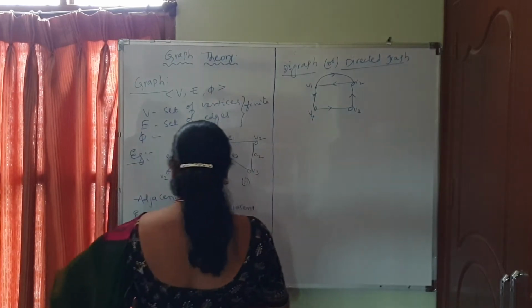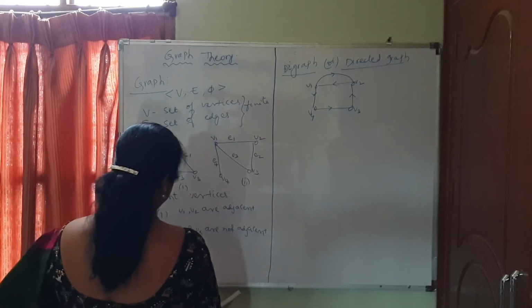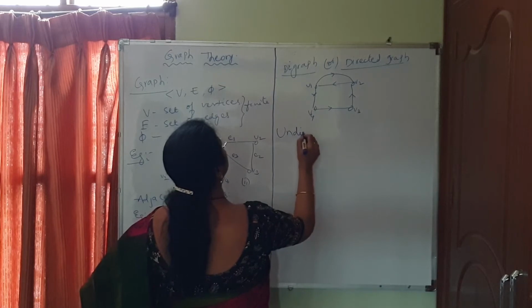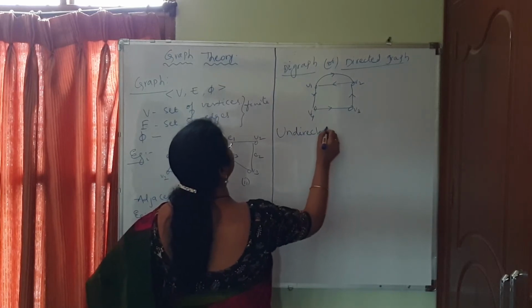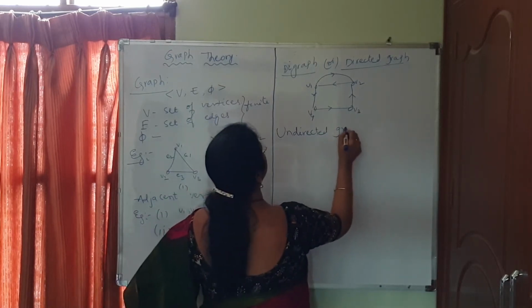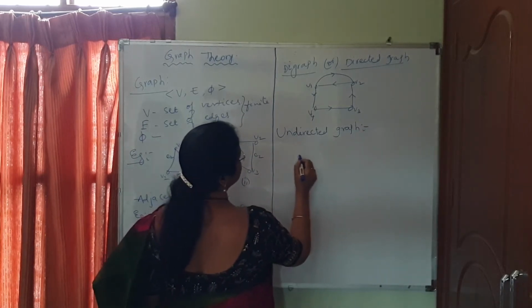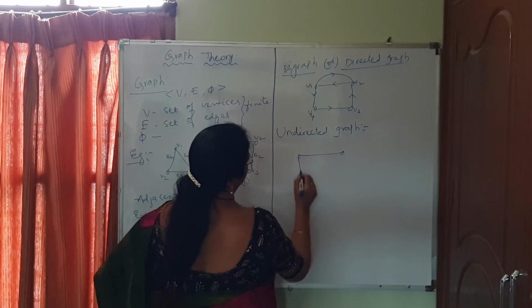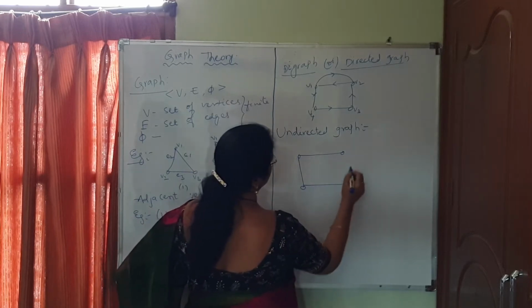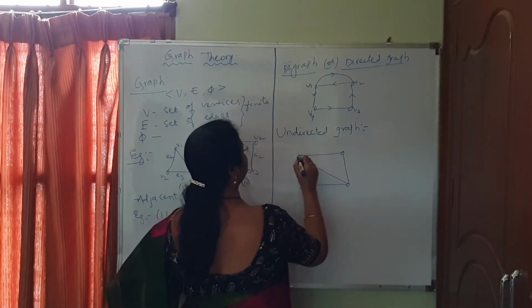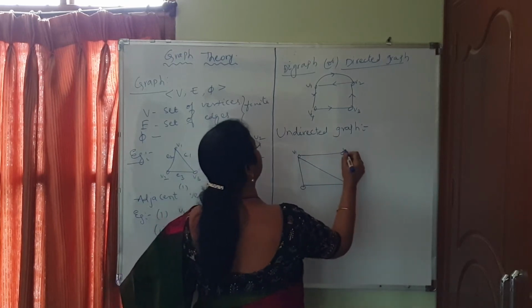Next, undirected graph. A graph in which every edge is not represented with any direction, we call that an undirected graph.